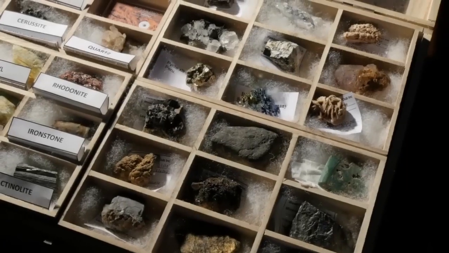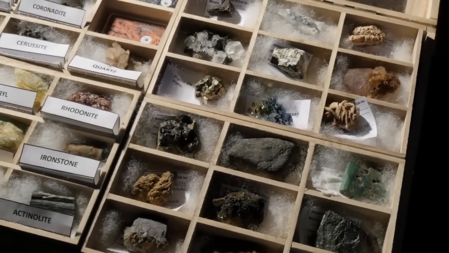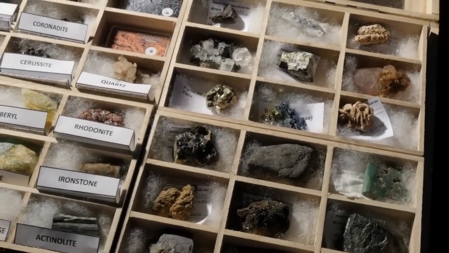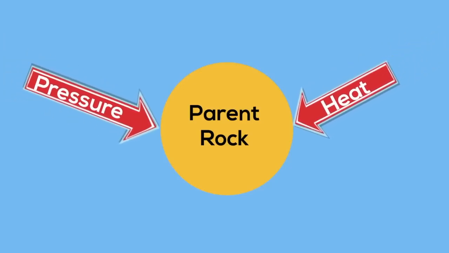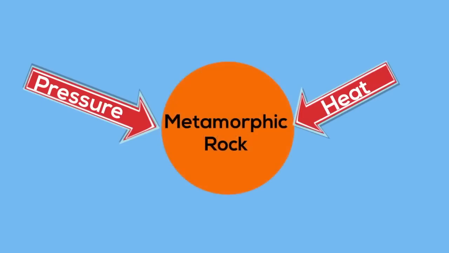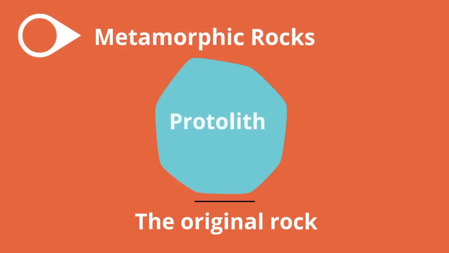Metamorphic rocks come from existing rocks that are subjected to extreme heat and pressure. This heat and pressure changes the original structure into a new type of rock. Sedimentary, igneous, and even metamorphic rocks can all become metamorphic rocks when exposed to heat and pressure. The original rock is the protolith, but is commonly referred to as the parent rock.